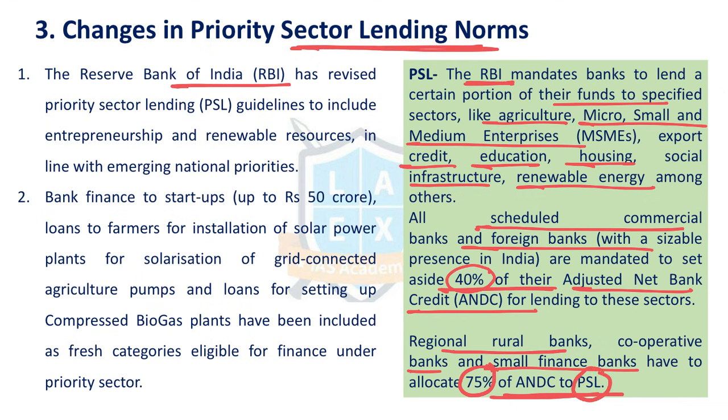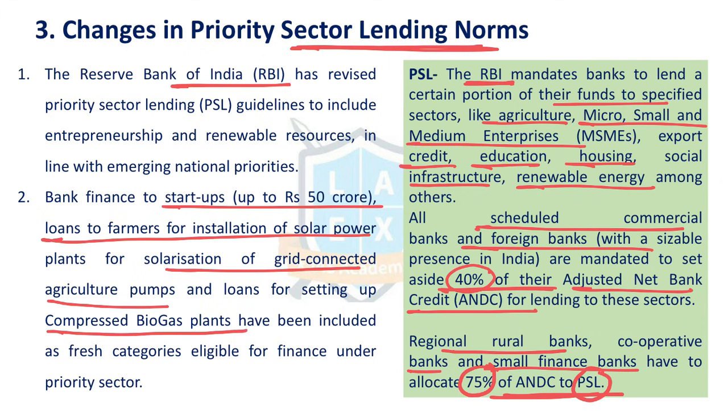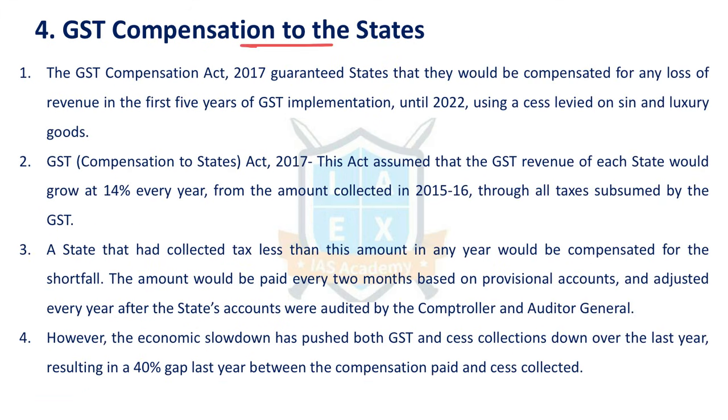Now, the changed priority sector norms include bank finance to startups and loans to farmers for installation of solar power plants, solarization of grid connected agricultural pumps, and setting up compressed biogas plants. These are covered now. From now onwards, these will be covered under priority sector lending. That means along with the existing areas, these will also be covered under PSL. This PSL lending not only promotes decentralized renewable energy, it also promotes entrepreneurship in these areas.